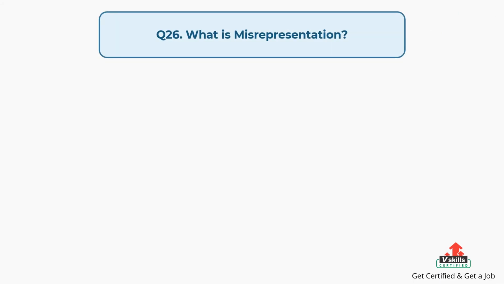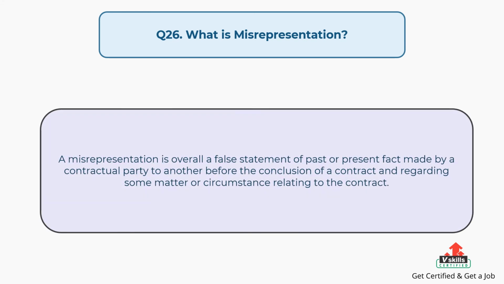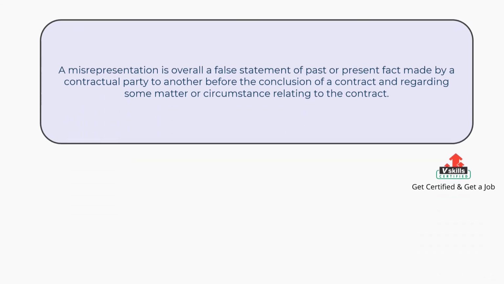Question number 26. What is misrepresentation? The answer is, a misrepresentation is overall a false statement of past or present fact made by a contractual party to another before the conclusion of a contract and regarding some matter or circumstance relating to the contract.